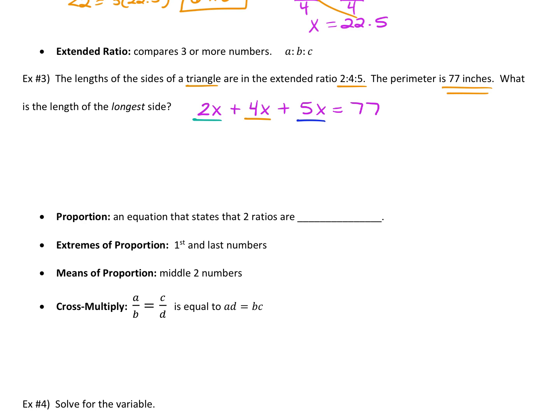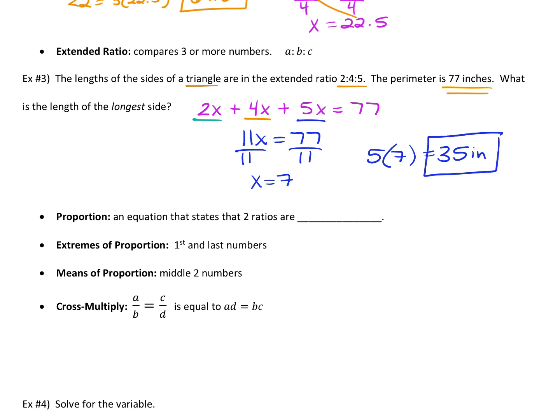2x plus 4x is 6x plus 5x is 11x equals 77. We'll divide by 11. So we get x is 7, but that's not what they asked us for. They asked us for the longest side. So how long is the longest side of your triangle? 35 inches. And I love that you said inches. Label your stuff, right? 5 times your x value is 35 inches. So the longest side of that triangle is 35.